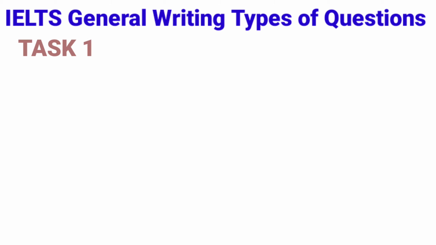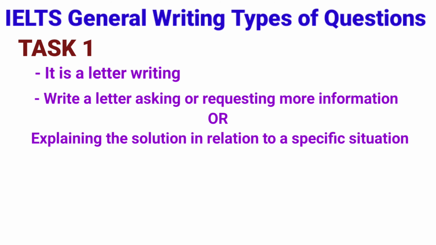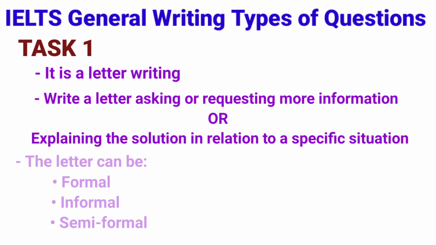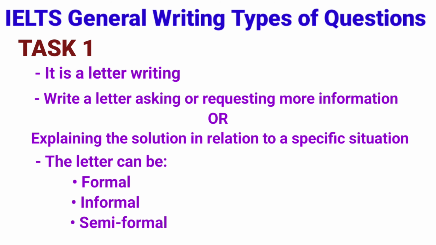Now see general writing types of questions. Task 1. It is letter writing. Here you need to write a letter asking or requesting more information or explaining the solution in relation to a specific situation. The letter can be written in either a formal, informal or semi-formal way.